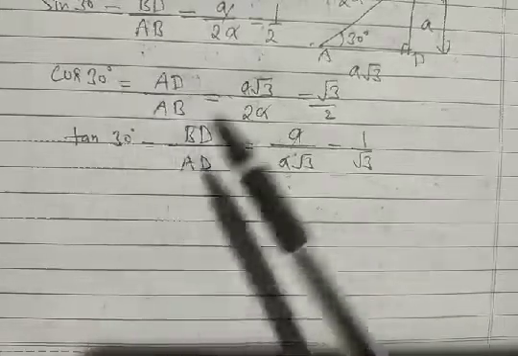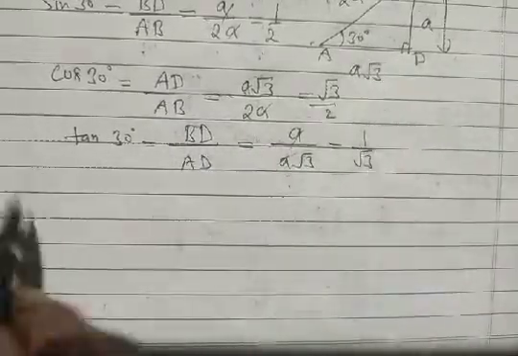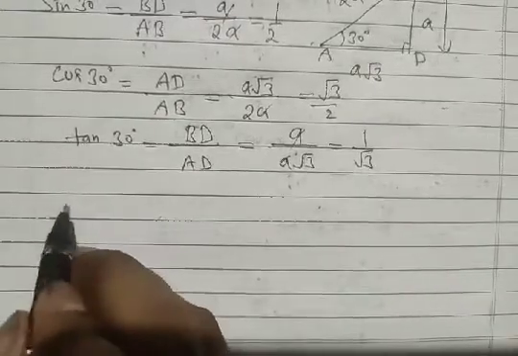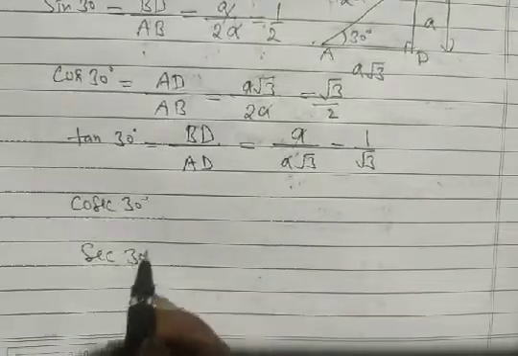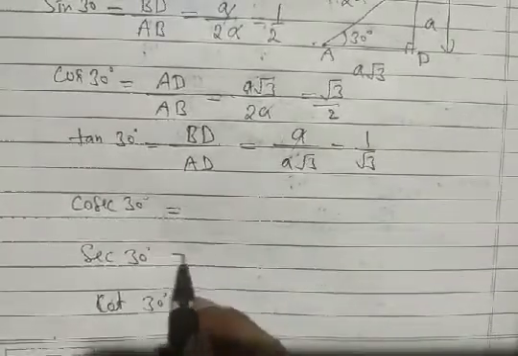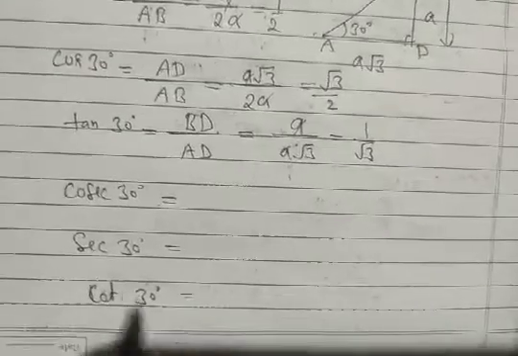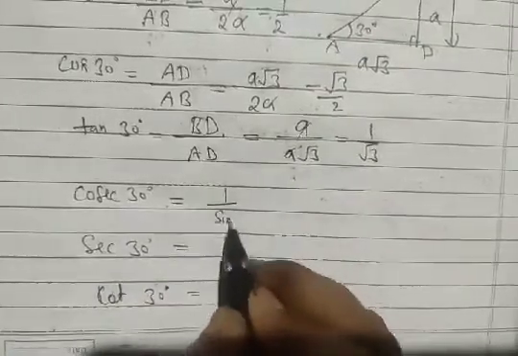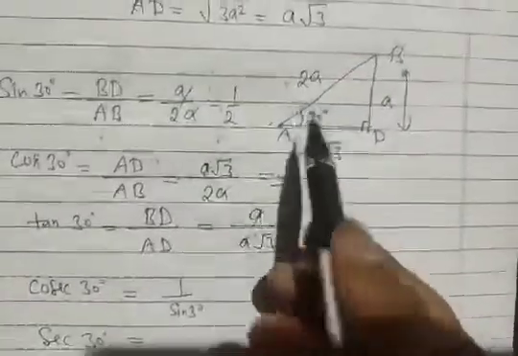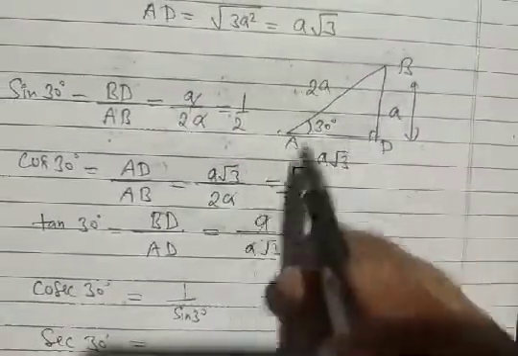The other three ratios are reciprocals. We can get their values by taking the reciprocal of sine, cos and tan, or we can also find them by definition. Now the other three ratios are cosec 30, sec 30 and cot 30. I am just going to use the reciprocal rules. Cosec is the reciprocal of sine, and you can also find the values by using the sides.